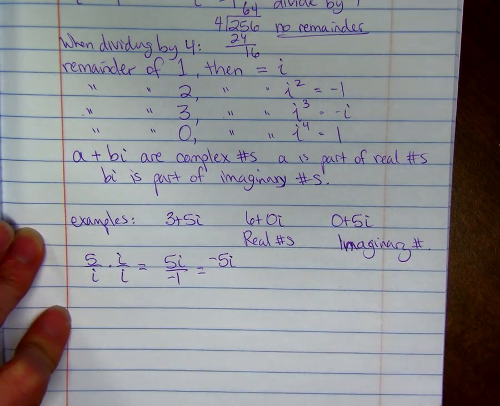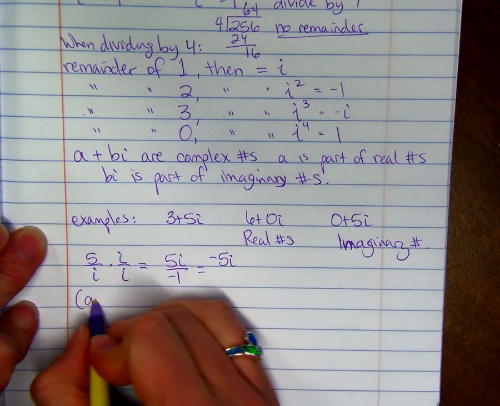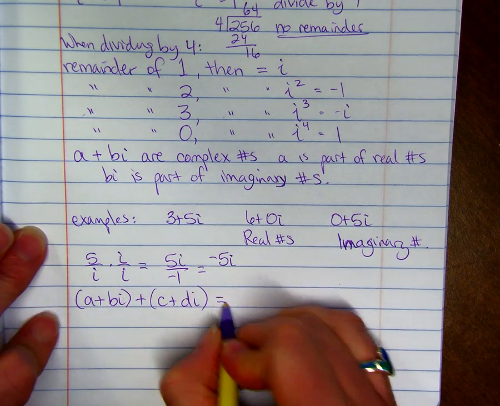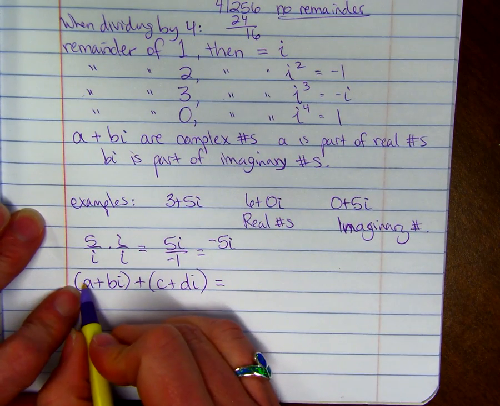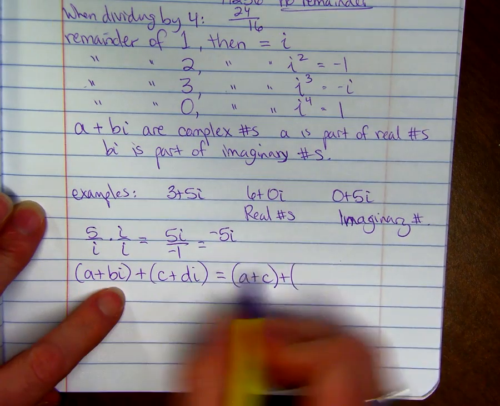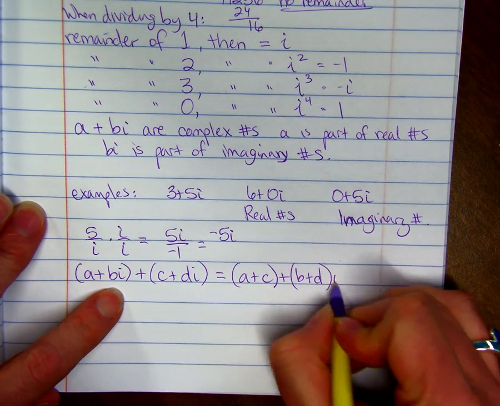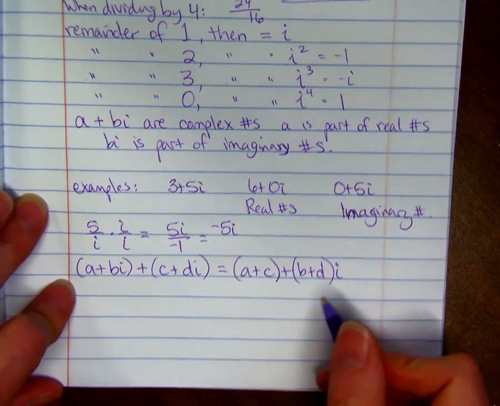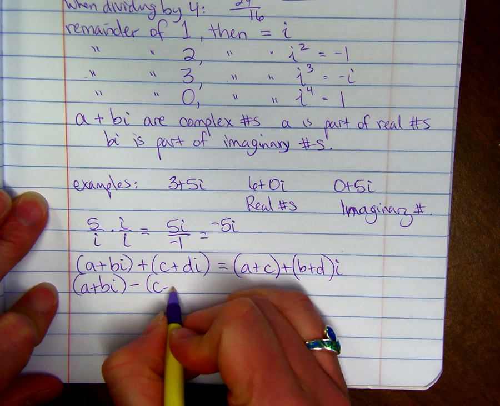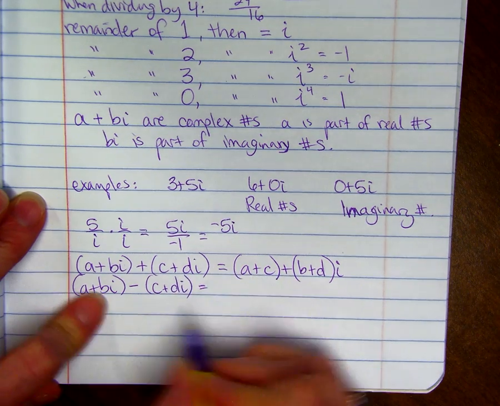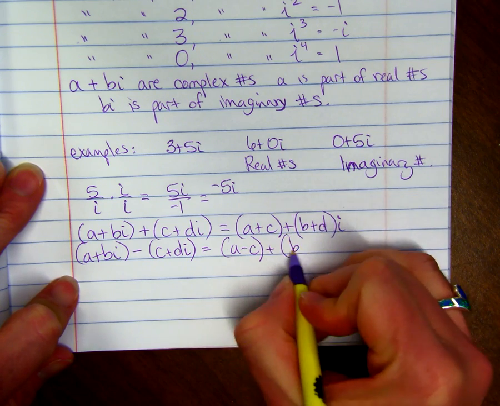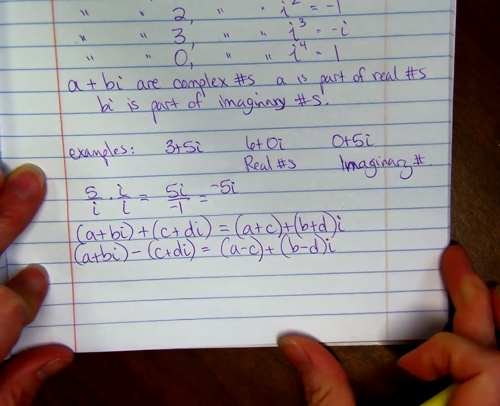If you were adding or subtracting complex numbers, if you have a plus bi plus c plus di, we add the real number parts together, so a plus c, and then we add the imaginary parts together, just like you would if it were adding like terms. So if we were going to subtract two complex numbers, we would subtract the number parts and then subtract the coefficients of the i parts.